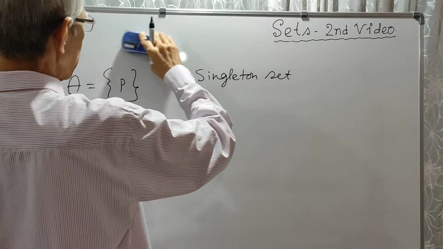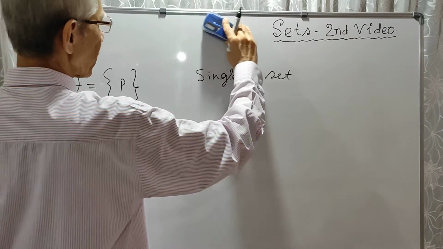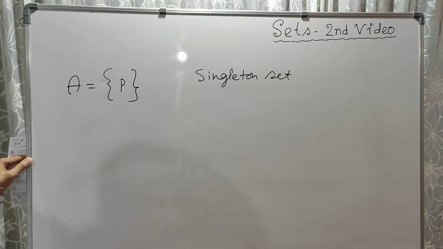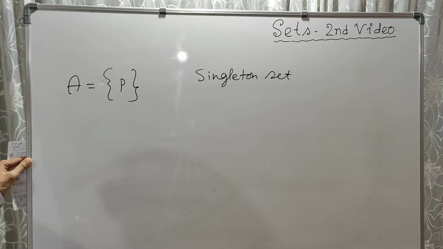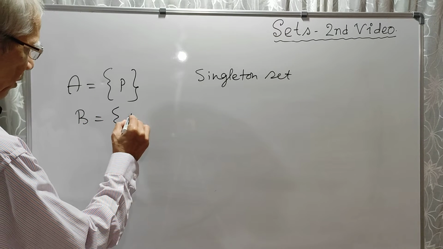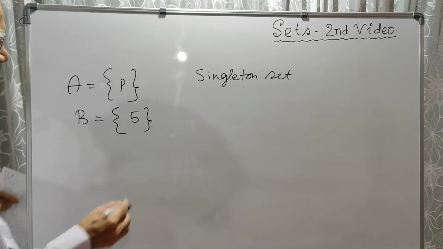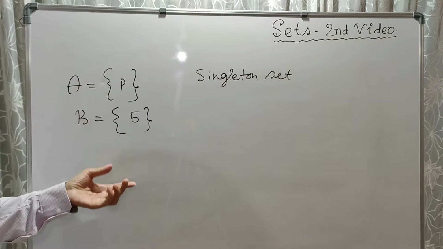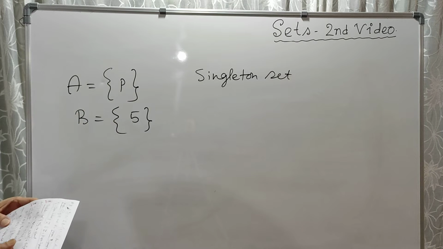Now what is a singleton? It is a set containing only one element. So this one is a set containing only one element. Suppose B is a set of the number 5. So these are examples of a singleton set, that means a set containing only one element. So very simple.